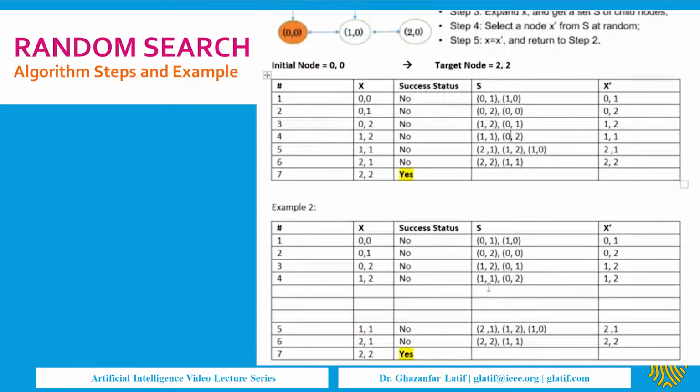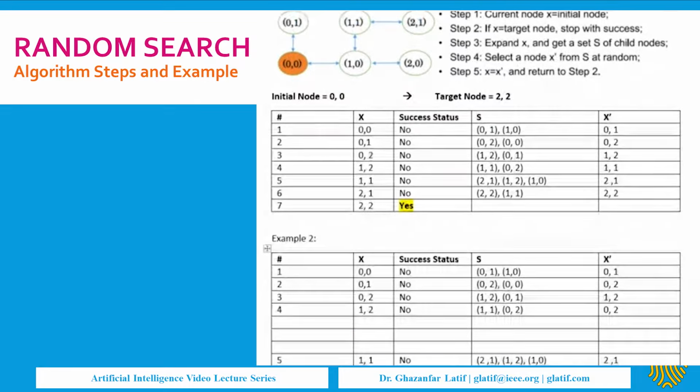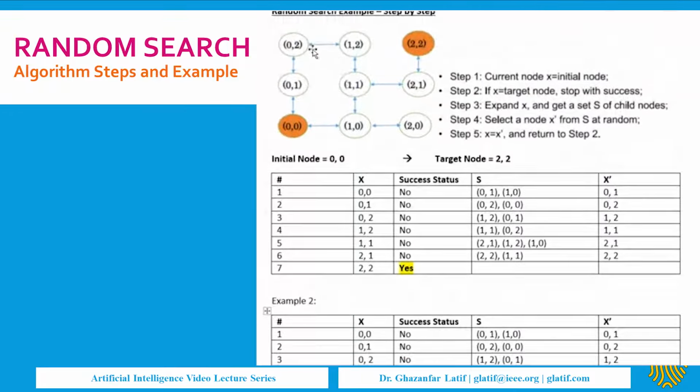So now, instead of going to 1, 1, I selected, let's suppose, the 0, 2 node, which is actually a node that has already been visited. Because it is a random process, we can select it. There is a chance that the system will say no, not 1, 1, it will go for 0, 2. So x will become 0, 2. Is it a destination node? No. Then what will be the child nodes of 0, 2? These are 0, 1 and 1, 2.